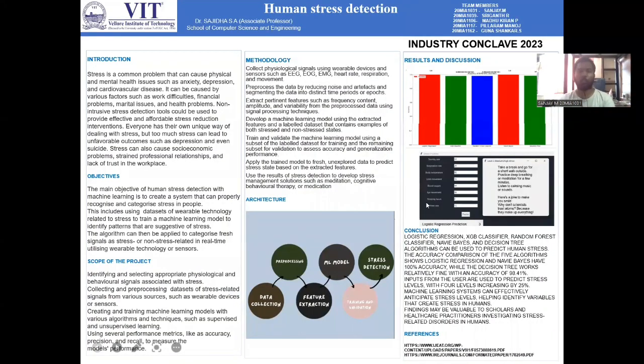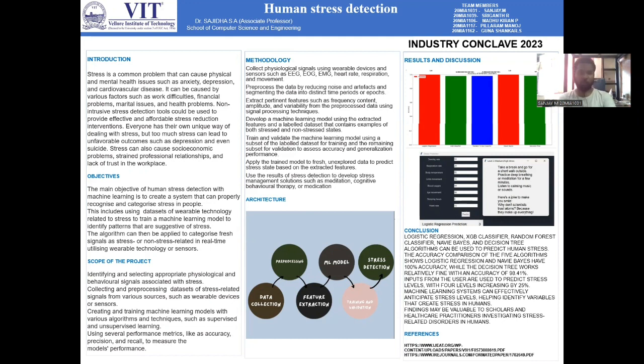Our topic is human stress reduction. Stress is a common problem that can cause physical and mental health issues such as anxiety, depression, and cardiac issues. It can be caused by various factors such as work difficulties, financial problems, material issues, and health problems. Due to this, people don't get proper sleep.